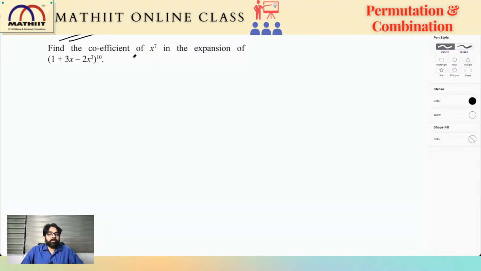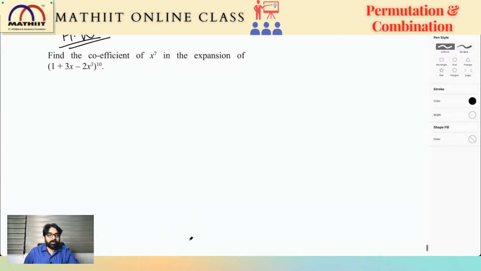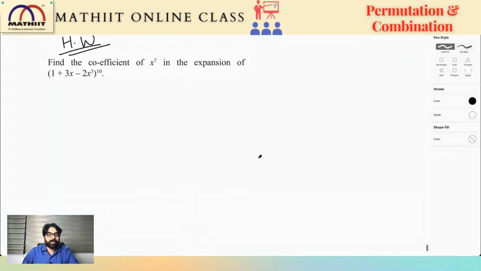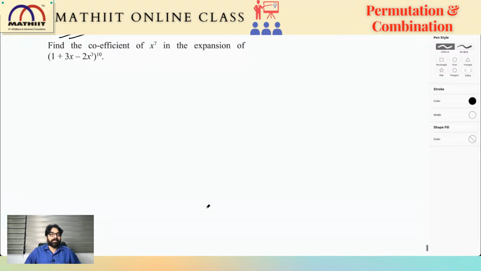Look here. We have to find the coefficient of x power 7 in this expansion. Somebody sent the answer on WhatsApp, but if you put the answer there, I am not putting you in the list, so put it in the list. Find the coefficient of x power 7 in the expansion of this.